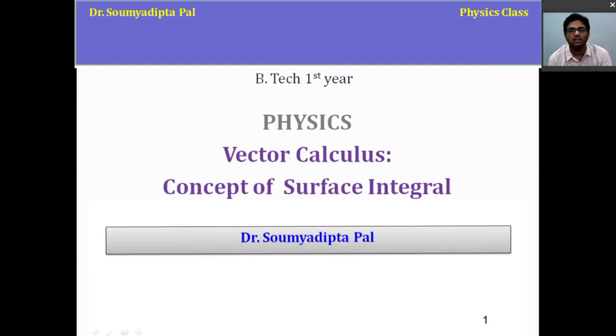In the last lecture, I discussed solutions of various types of problems related to line integrals, gradient of scalar potential, and conservative property of any vector field. Right? Now today, I shall discuss the concept of surface integral: how one can define surface integral and where we can apply this to find out any physical quantity. Okay, so let's start.